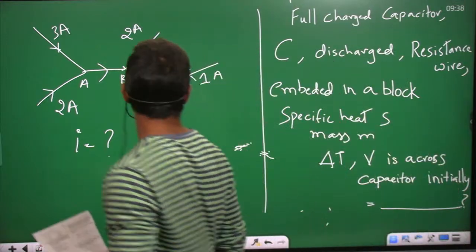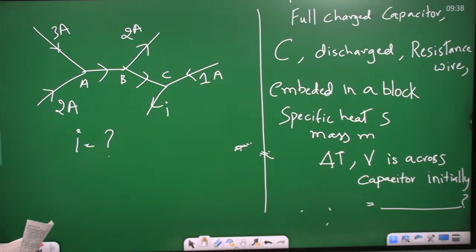See, the question is, a fully charged capacitor has capacitance C. It is discharged through a small coil of resistance wire which is embedded in a block of specific heat S and mass M under thermally isolated conditions. The temperature of the block is raised by delta T. The potential difference across the capacitor is initially V. So find the value of V in terms of the given variables S, M, C, delta T. Hope you got the question. The question is a bit lengthy.